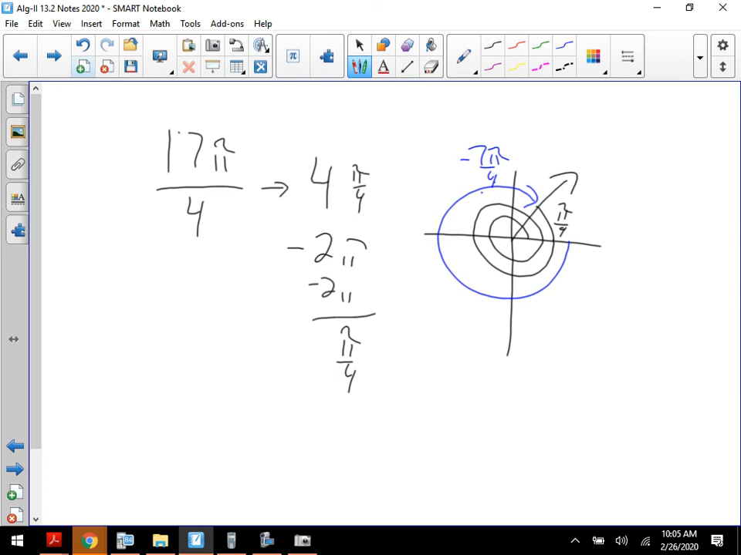Remember, I knew my reference was pi over 4 for the positive. Once you back out all the revolutions, once you're within one revolution, there's either your first positive or your first negative, depending upon what you started with. We started with positive, so that pi over 4 is within one revolution, so that's my positive. And then I do it the other way, and I get my negative.